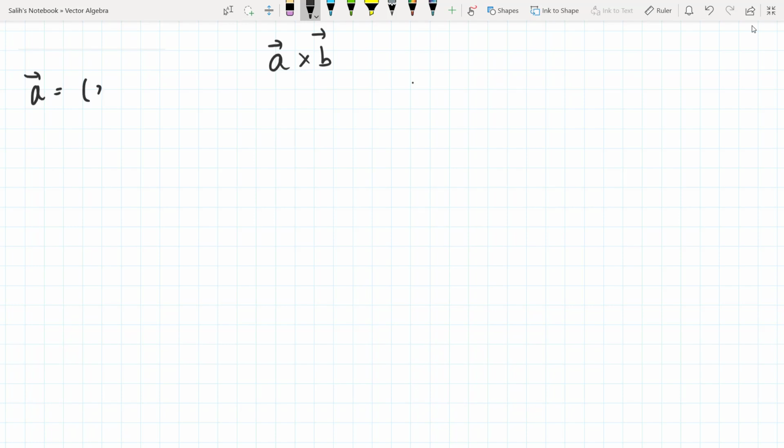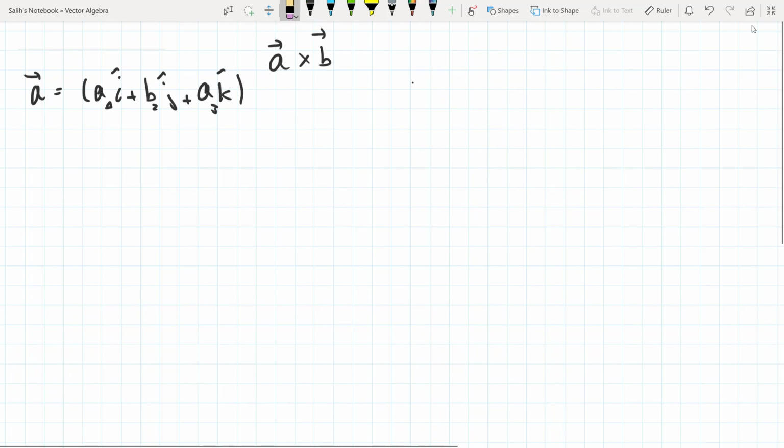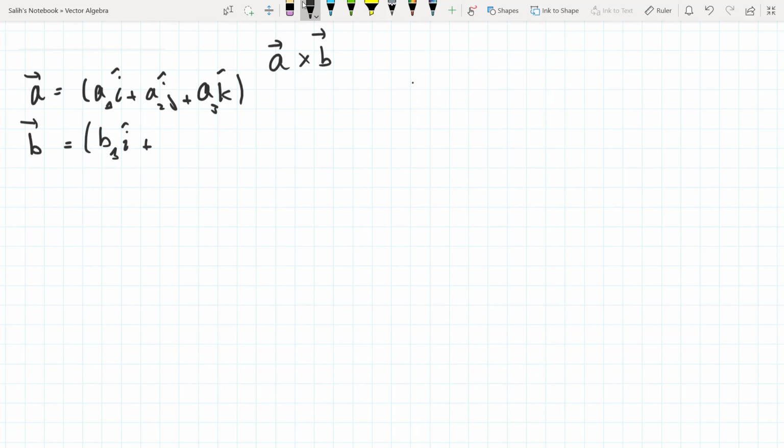So we can write a as a1 i plus a2 j plus a3 k. And the same thing for b. It's equal to b1 i plus b2 j plus b3 k. And of course, a1, a2, a3, b1, b2, and b3 are merely numbers, and we can write them whatever we want, but we write them like that to be consistent with the vector names a and b.